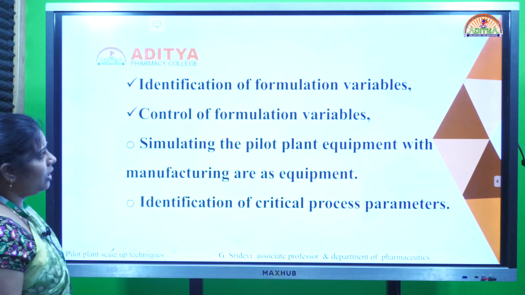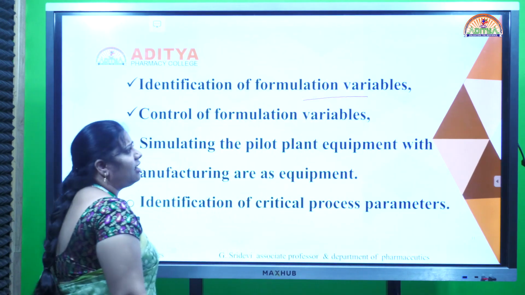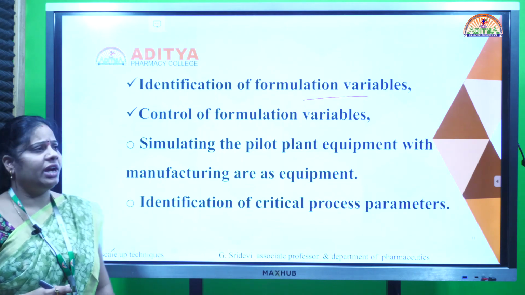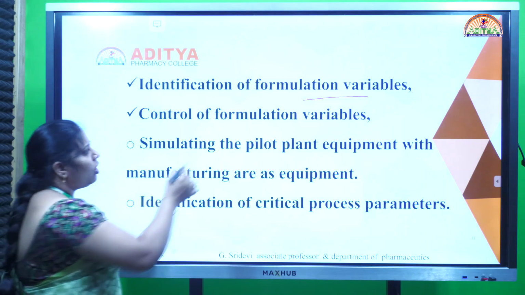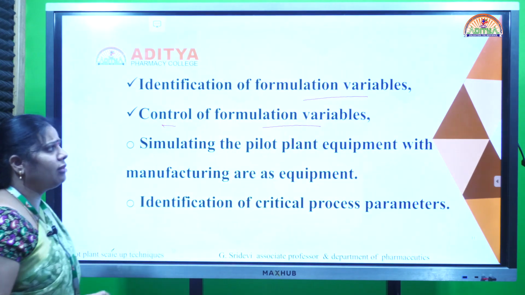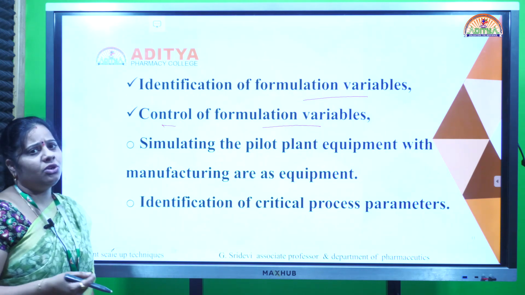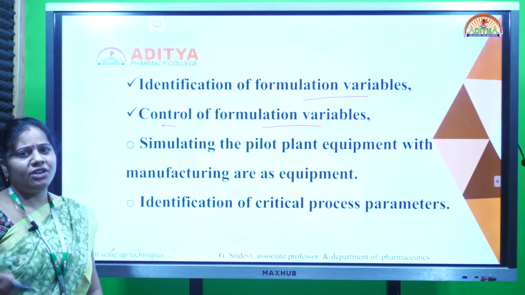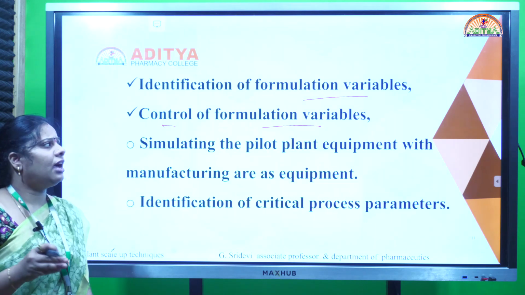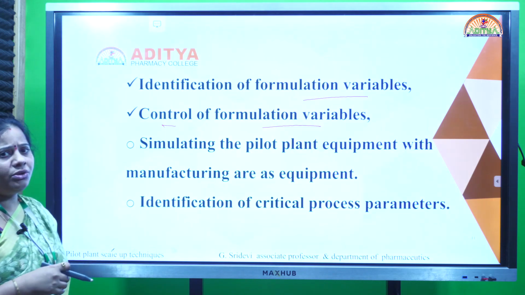And coming to the next one, identification of the formulation variables. So where the problem is arising in the formulation variables, they identify. And next one, control of the formulation ingredients. They first identify where the formulation variables are creating problems and how to control them. Whether they use another ingredient to control that, or with the same ingredient at the proper concentration they adjust that formulation variable, they check it.